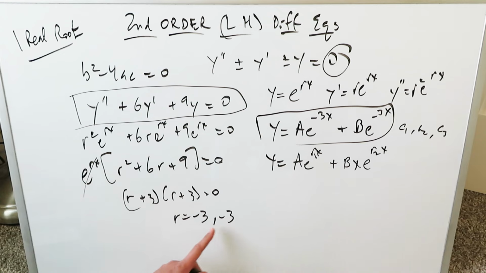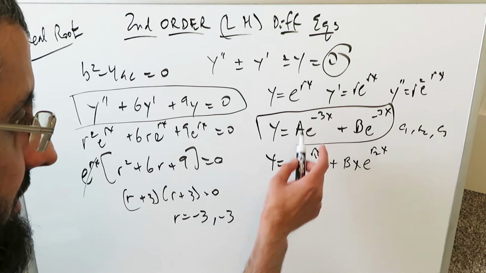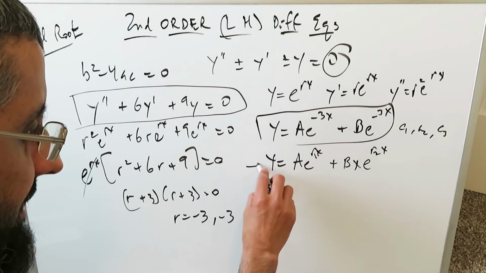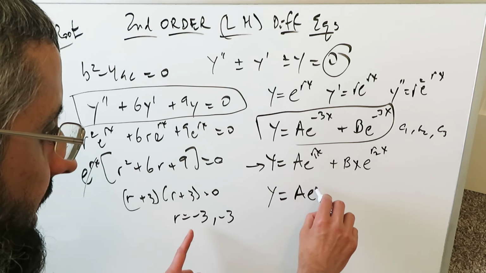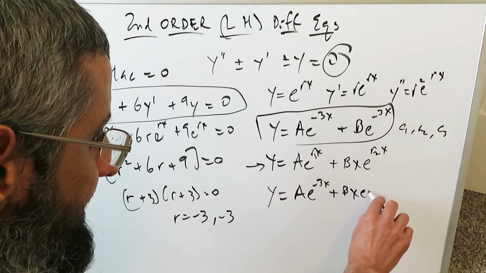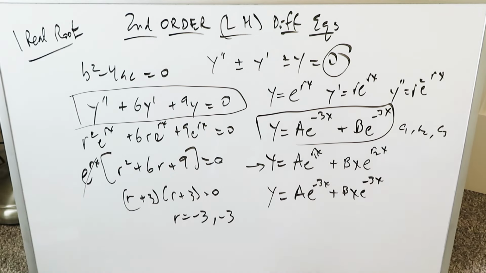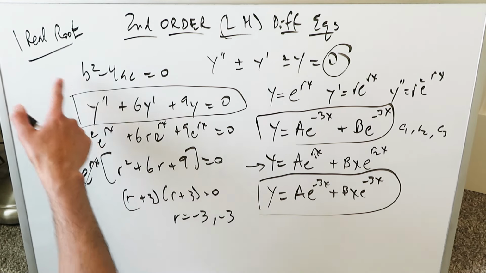I have an r1, I have an r2, they ended up being identical. When they are identical and you're looking at this scenario, this answer here will be modified by means of this template to this: y is equal to a e to the rx, which is minus 3x, plus b x e to the minus 3x, and that right there is your final answer for this.